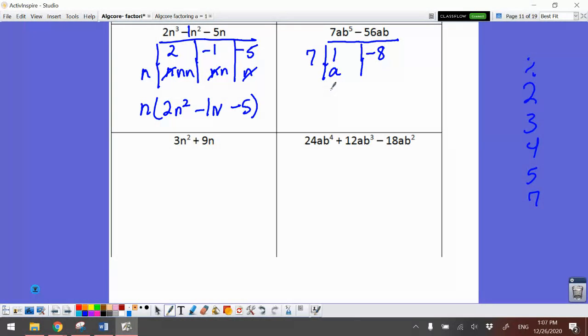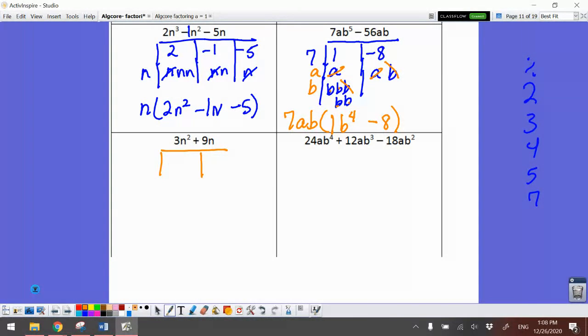So now I have an a and 5 b's and an a and a b. So I can take out 1a, and I can take out 1b, and that's it. 7ab, and I'm left with a 1 and 4 b's and a minus 8. And I'm finished. I cannot go any further.